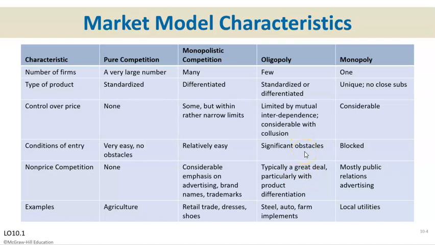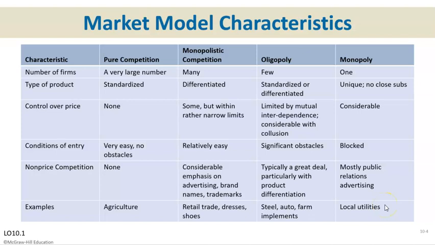In oligopolies, there is not easy entry. There's going to be some barriers to entry, so it's very hard to start a business in an oligopoly. That's why there are only a few firms. And we will also see a lot of non-price competition, so we'll also see advertising, brand names, and trademarks in oligopolies. And some examples down here: steel, auto, farm implements, cell phone companies fall into oligopoly as well.